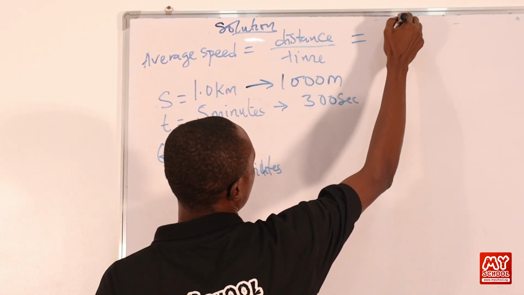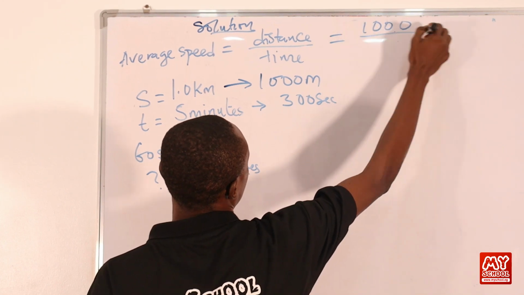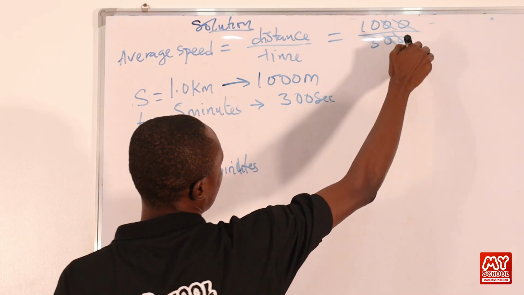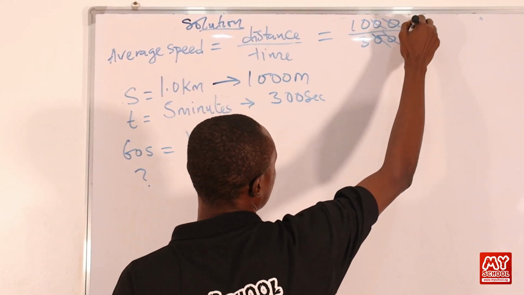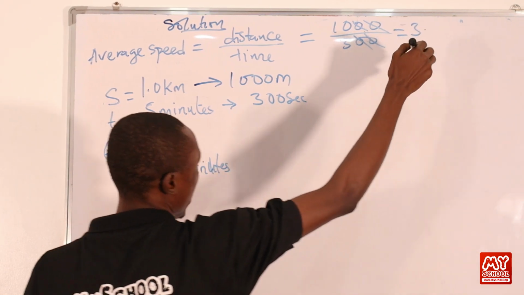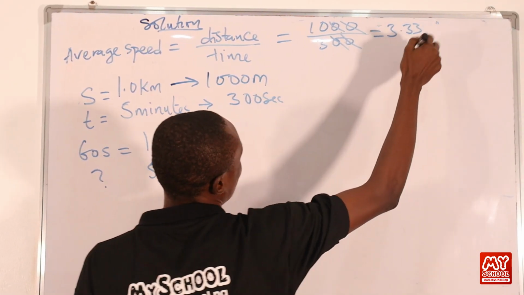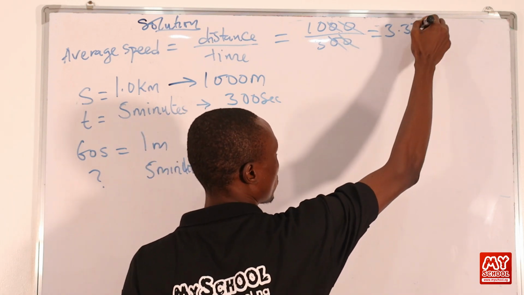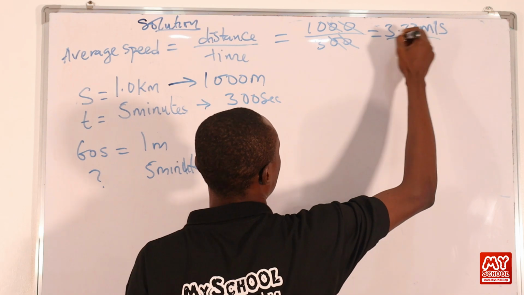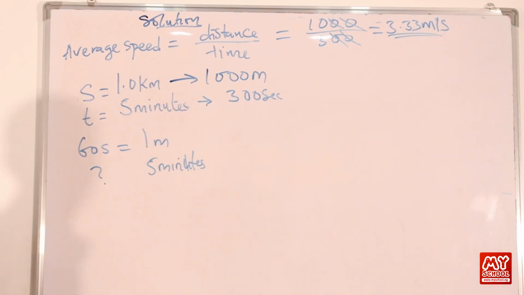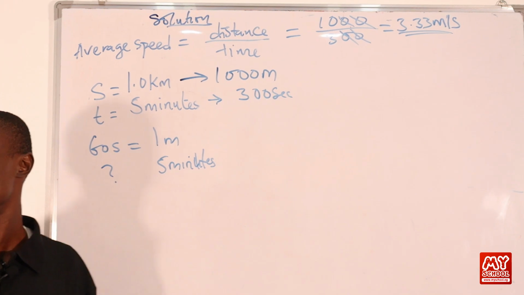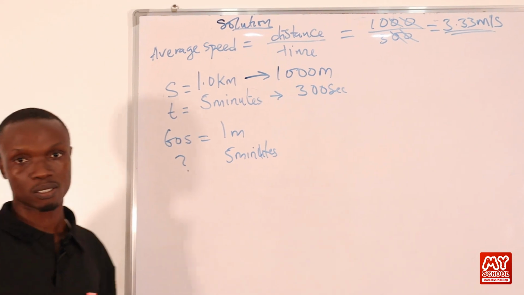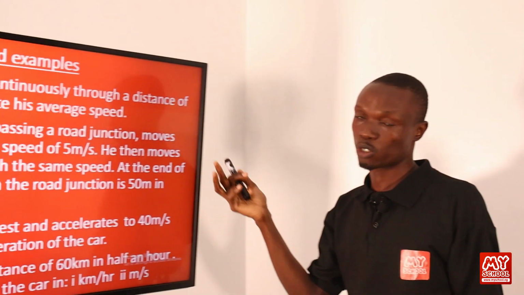So in this case we have 1000 divided by 300, right? So we take out this 0, and this 0 we take out. So how many 3 is in 10? It is 3 remainder 1. So in that case we are having 3.33. Let's just leave it to 2 decimal places. So remember to always write your units. If not, you are wrong. So meter per second. Okay, so the boy's average speed is 3.33 meter per second. So that is how to solve question number 1.